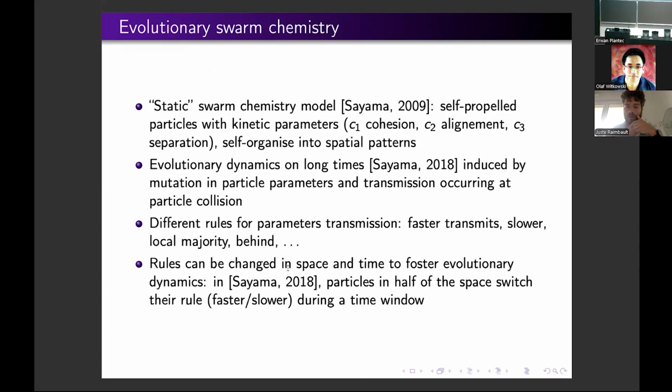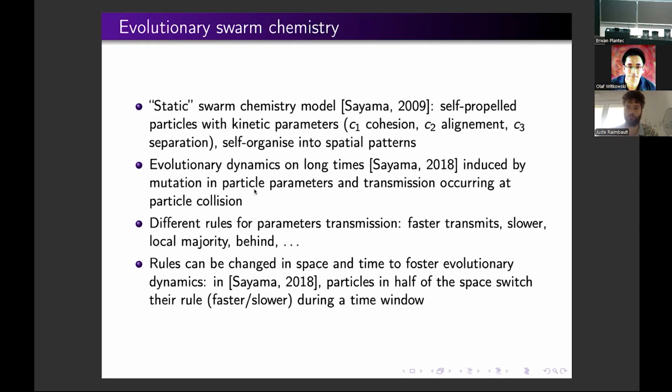Okay, maybe I could skip this, because everyone knows everything about swarm chemistry in the audience, I guess, but just to give the context. We have the static swarm chemistry model, which is the basis, with self-propelled particles. The main parameters are cohesion, alignment, and separation. These will almost always self-organize into patterns. And then it was modified to have evolutionary dynamics, with mutations on particle parameters and transmission when you have collisions.